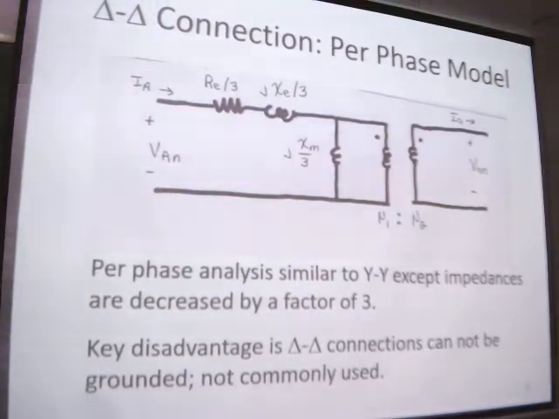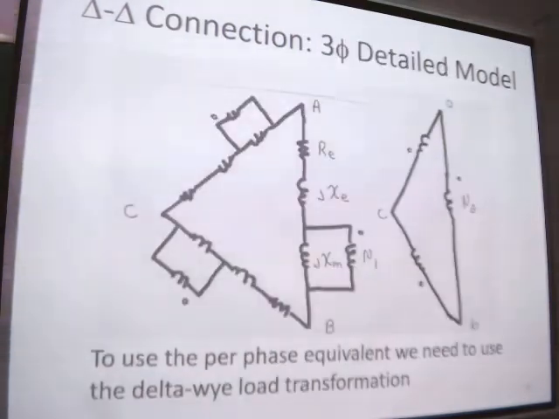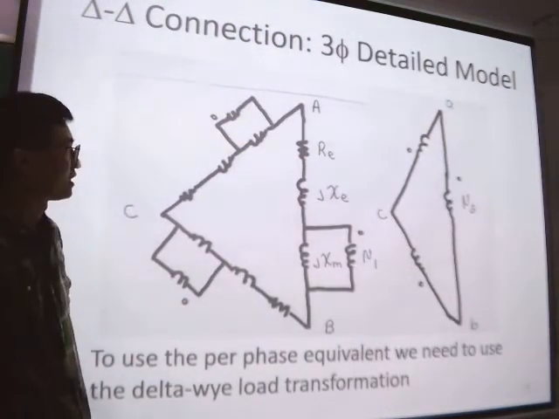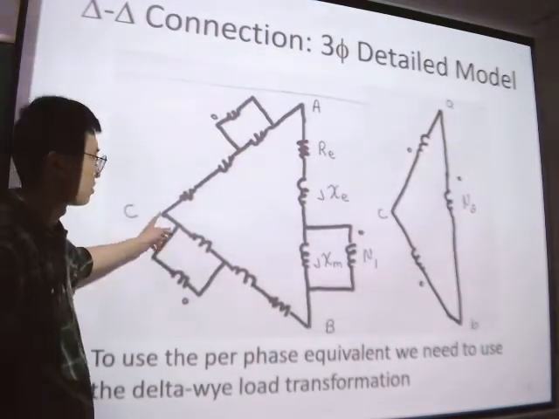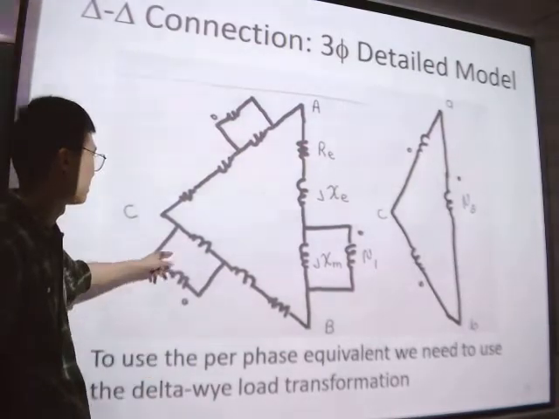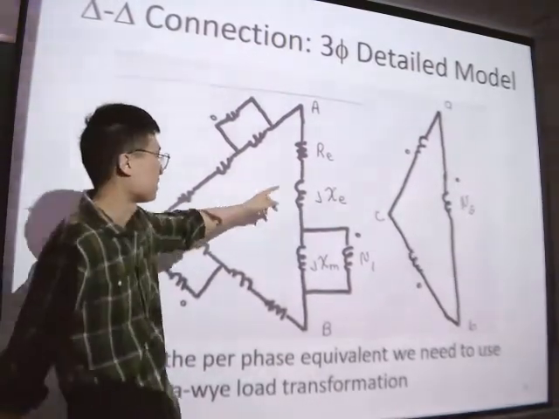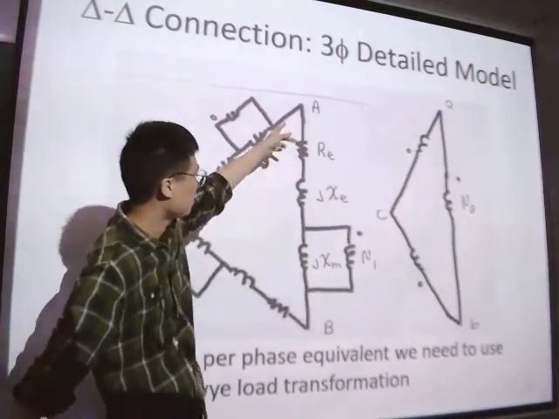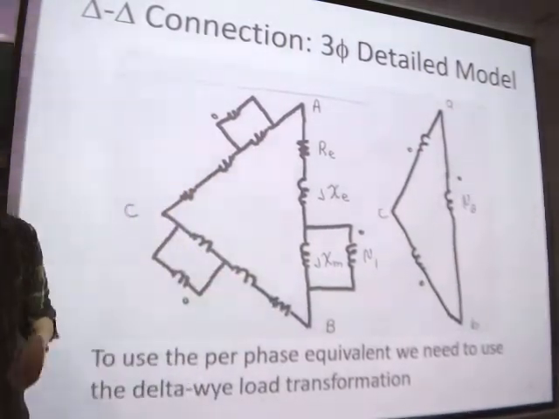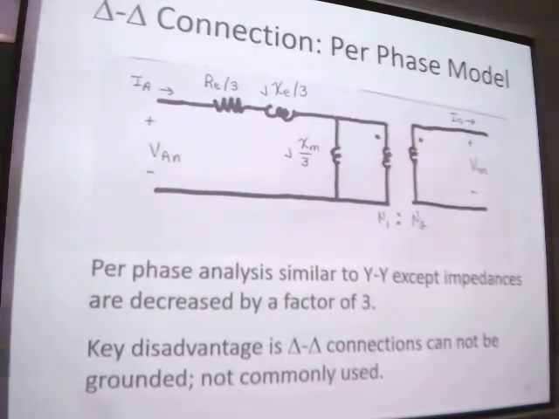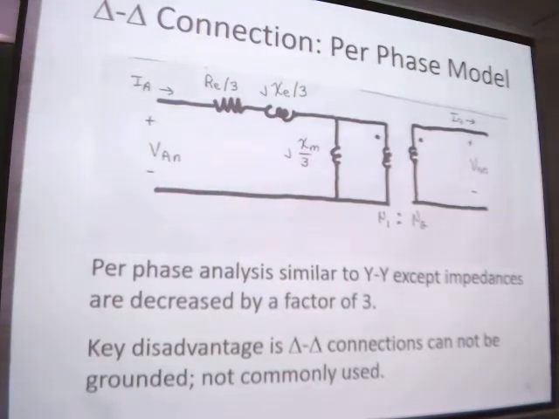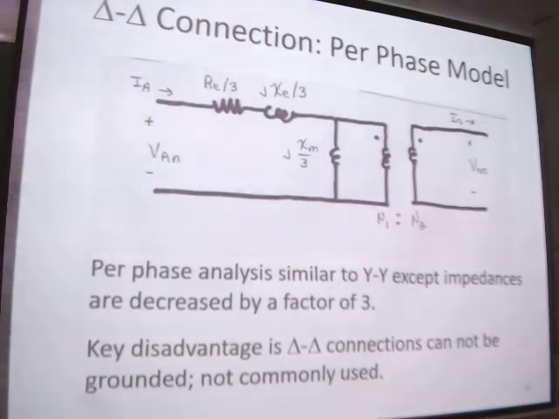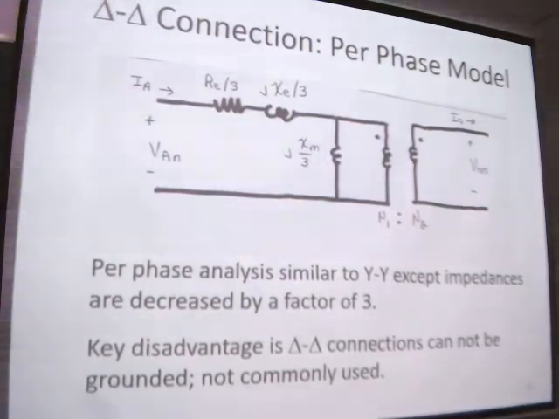Because for delta, it cannot be easily grounded, so which side can you ground? Here, on the phase AB, it will not be grounded. Here, AC, here, BC, so the delta is only partly found in our real lives.